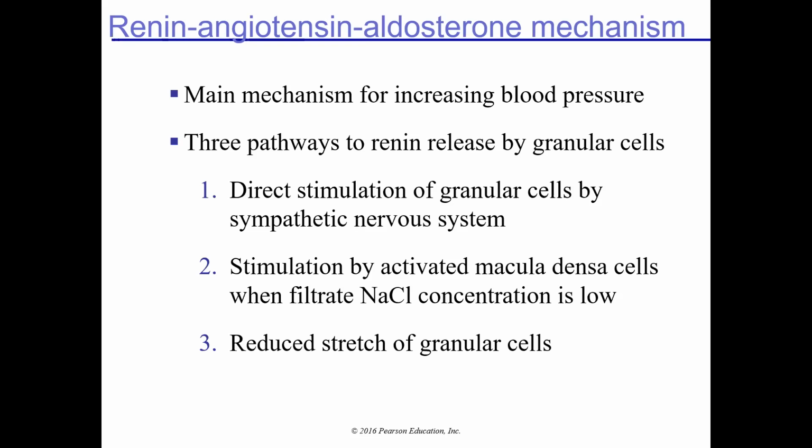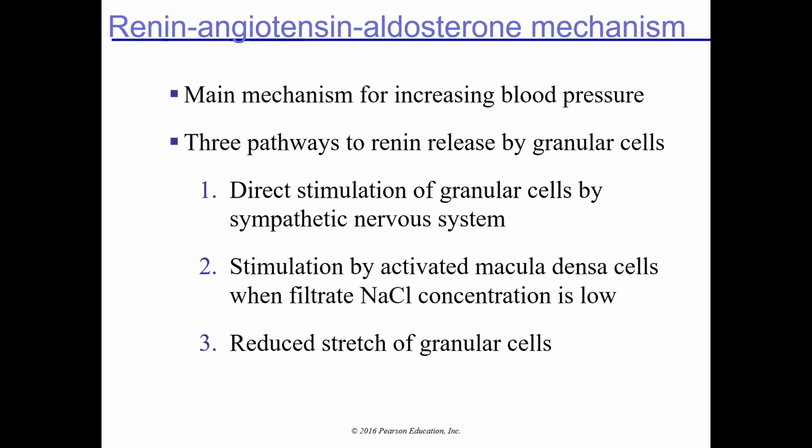The sympathetic nervous system will be triggered. Let me back up here. The key here is to get renin to be released at a structure called the macula densa area. So there's three ways to do this. The cells that release renin are called granular cells. We can stimulate them directly from the sympathetic nervous system. We can stimulate the macula densa cells by detecting low sodium in the filtrate. We can stimulate them to release renin if they don't stretch very much.